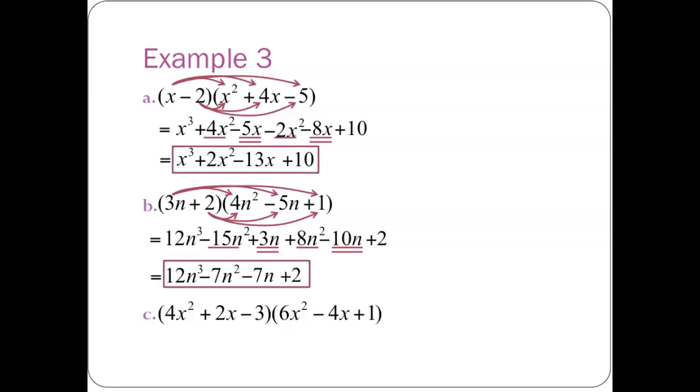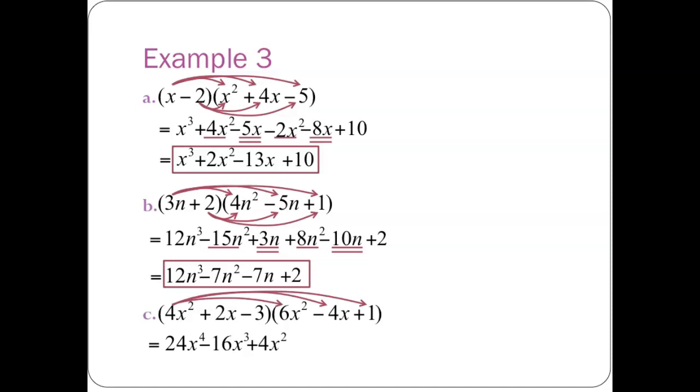All right, we have one last example. So we are going to distribute the 4x squared, the 2x, and the negative 3. Let's start with the 4x squared. So 4x squared times 6x squared, that's 24x to the fourth. Next we do 4x squared times negative 4x, that's negative 16x cubed. Next, 4x squared times 1, that's just 4x squared.